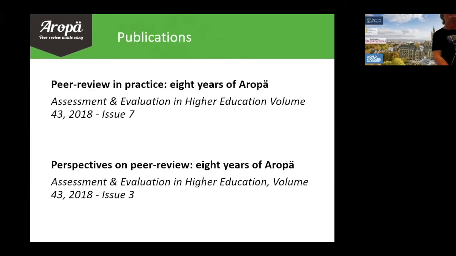There are two papers you might be interested in. Peer review and practice was analysing years and years of data to talk about how peer review is actually used and what instructors do. And then perspectives on peer review was analysing all the comments we've had from instructors over 8 years and the email correspondence we've had with them, identifying what they think is important about peer review.